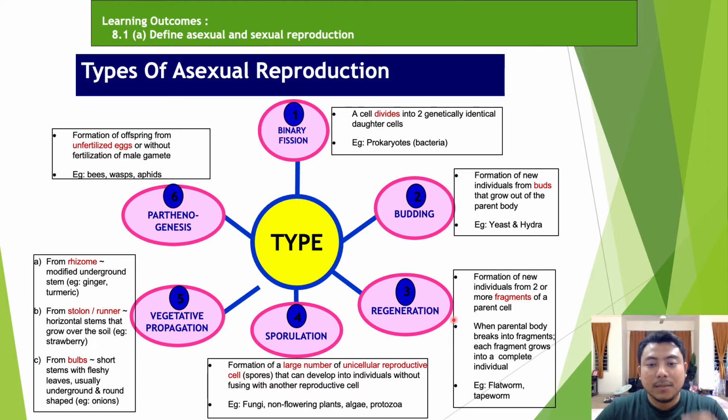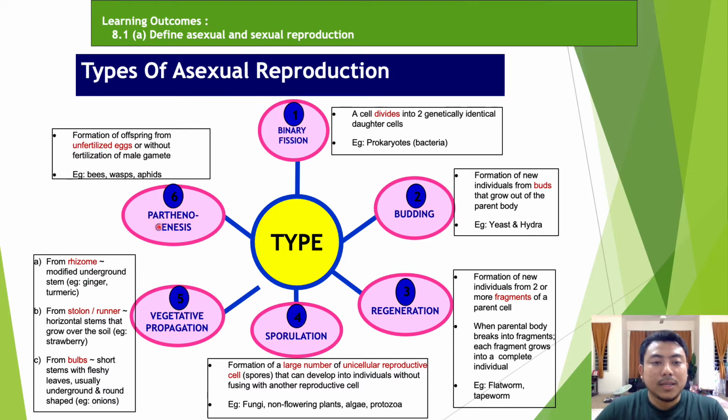Regeneration, i.e. some parts or fragments of the organism can separate and form a new individual. Next is sporulation, i.e. the production of spores, dengan penghasilan spores. Vegetative propagation. This one is such as rhizomes like ginger and turmeric. They live underground. They can form a new plant just from their stem.